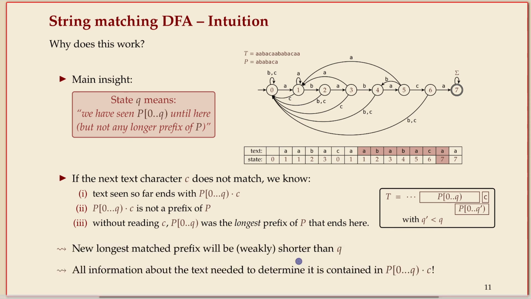The important message is that this new longest prefix is always shorter than the previous one. So all the information we need is contained in what we know about the text so far. What we haven't figured out yet is how to efficiently find this next transition.